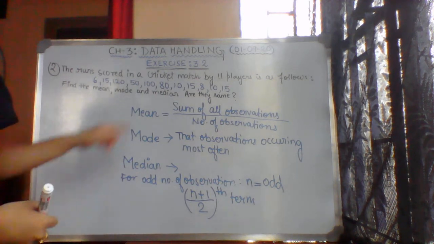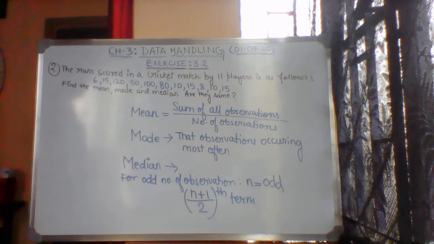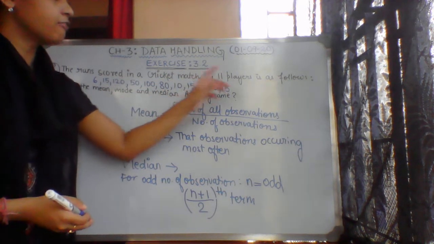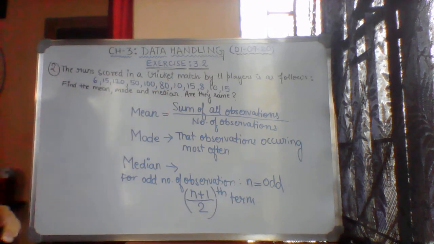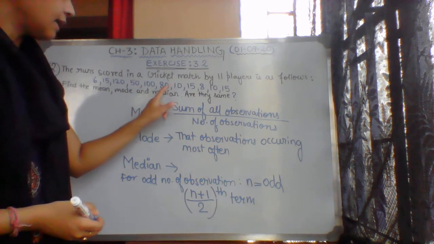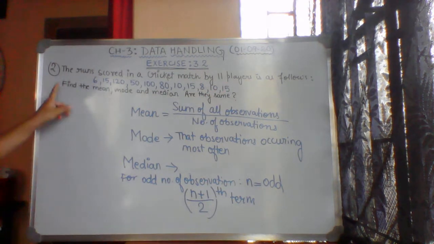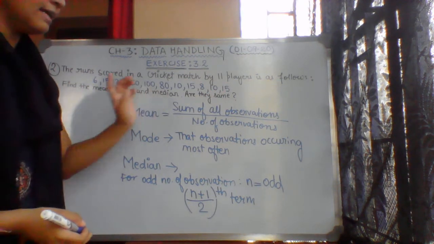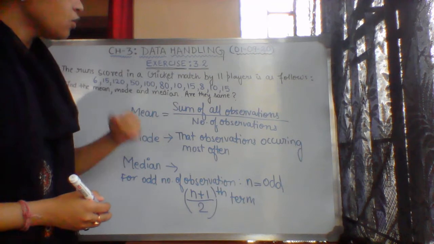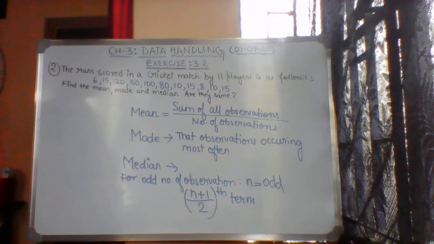So here I have taken exercise 3.2, question number 2, and from there we will continue. The runs scored in a cricket match by 11 players are as follows: 6, 15, 120, 50, 100, 80, 10, 15, 8, 10, 15. Find the mean, mode and median. All these things we have to find out, and you have to identify whether they are the same. So let's do this one.